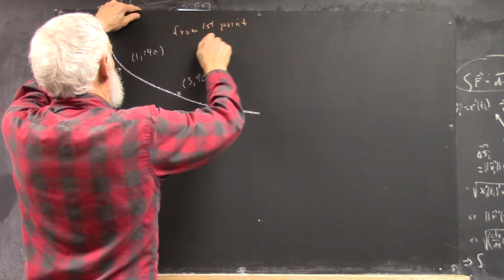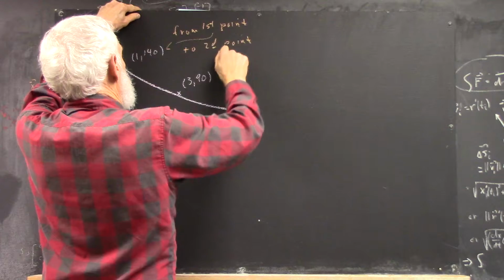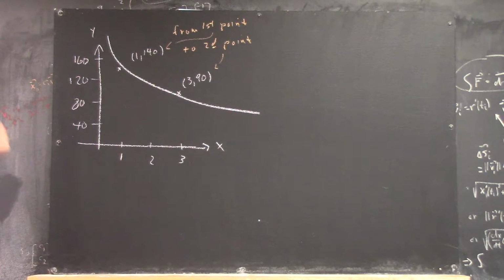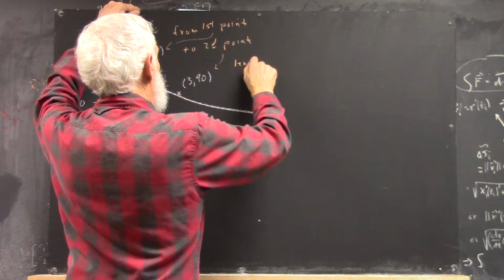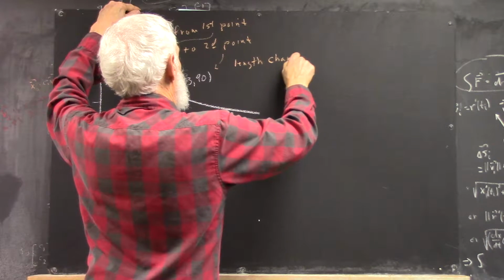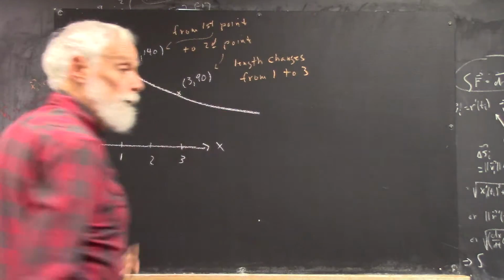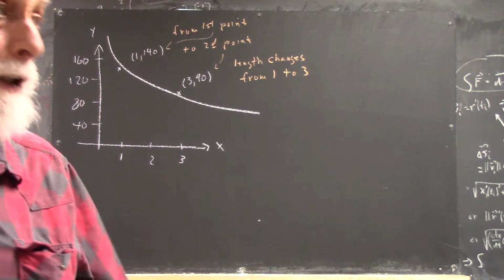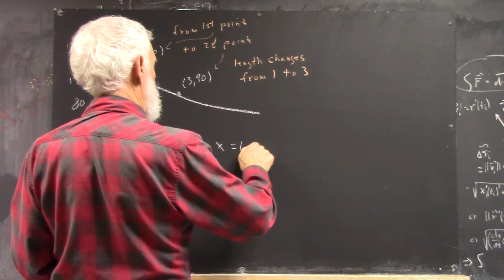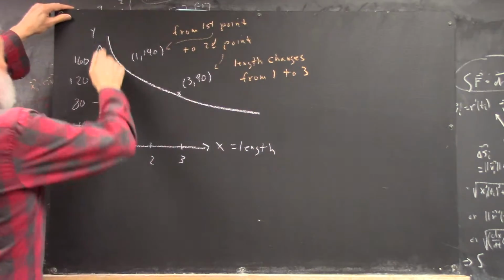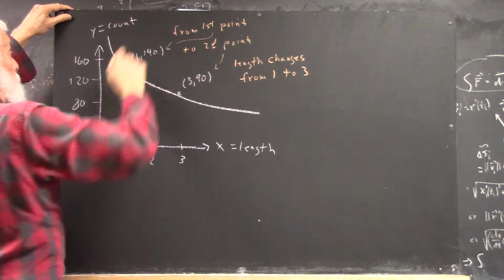From the first point, which is this point, to the second point, which is this point, length changes from 1 to 3. That's real obvious because, of course, X is your length, Y is, we'll just say it's your count. Okay?